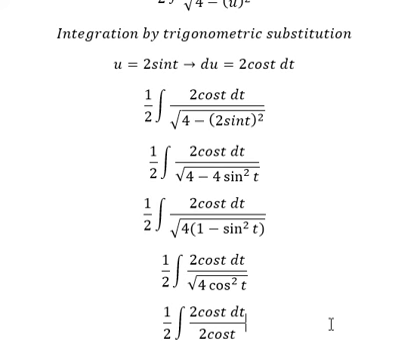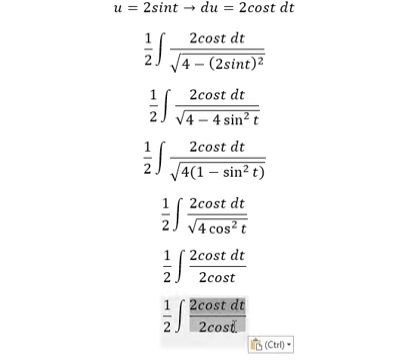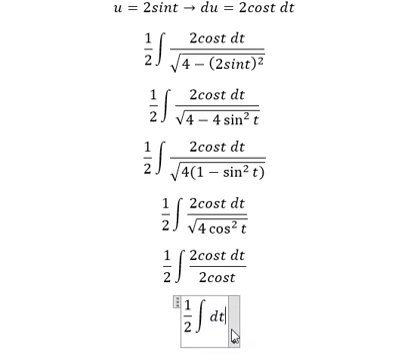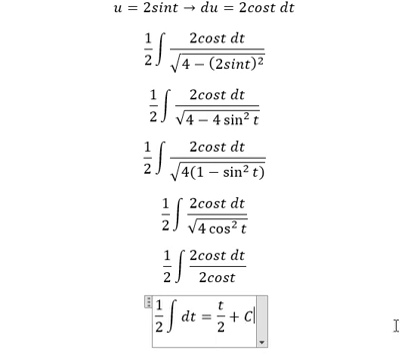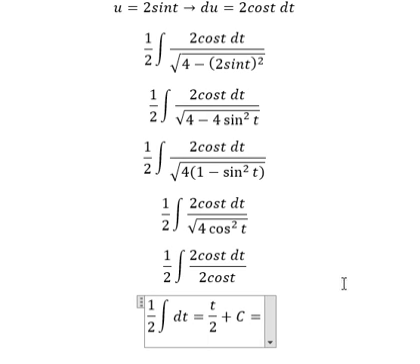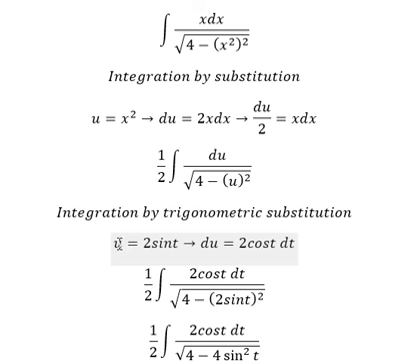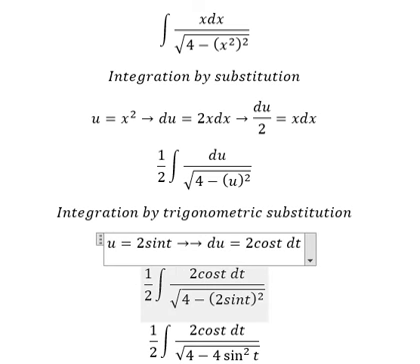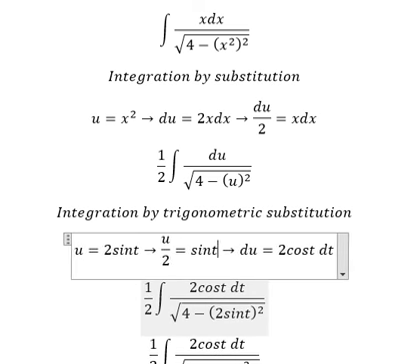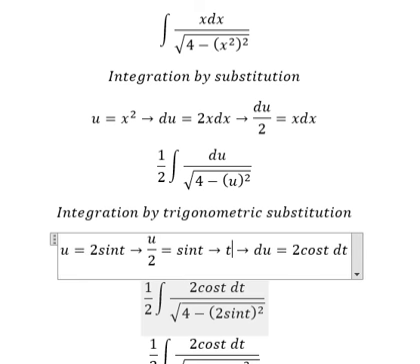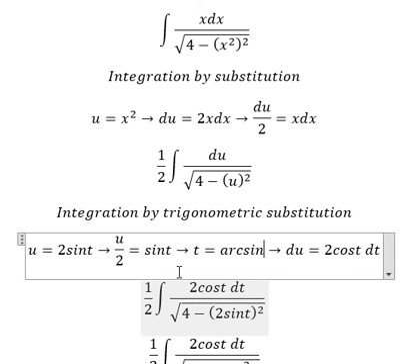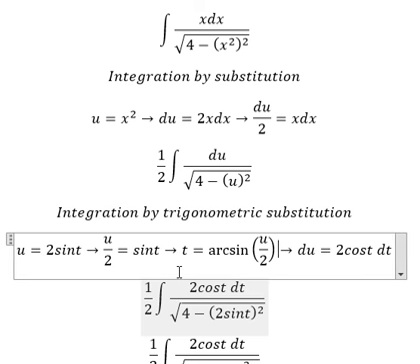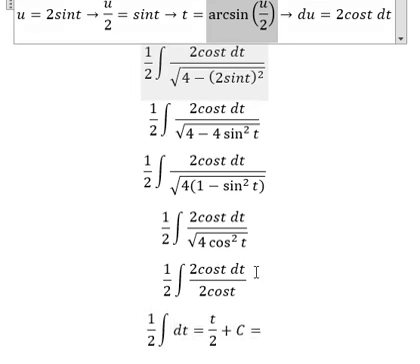So this one you got dt. The integration of dt, that's t. About t, that is this one. So we divide both sides by number 2. So we got t equals arcsine of u over 2. So we put this one to replace for t.